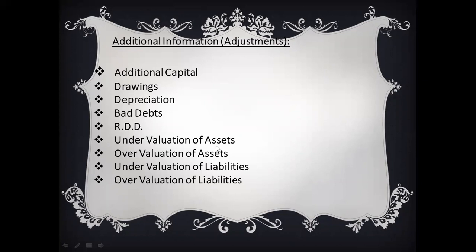Undervaluation of assets. Undervaluation decreases the amount of assets as it is undervalued, and it should be added. Overvaluation of assets increases the value of assets and is to be deducted. Undervaluation of liabilities means undervaluing the amount of liabilities, thus it is to be deducted. Overvaluation of liabilities increases the amount of liabilities and so it is to be added.